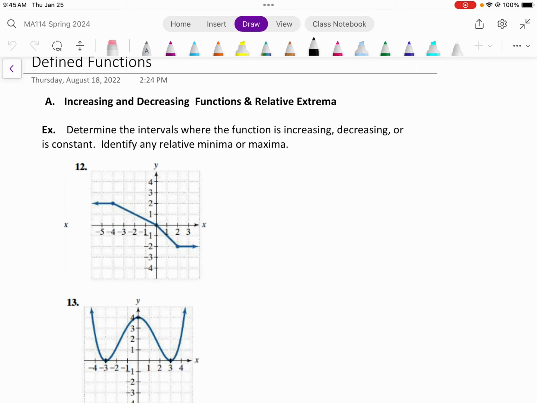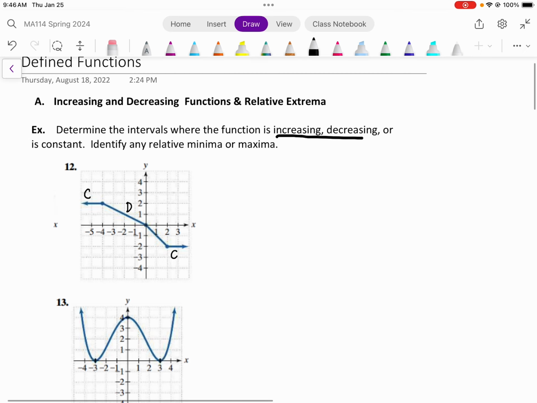For example, this part here, I'm going to put a C and a C here. And the C stands for constant. Those will be the horizontal pieces. And then I'm going to put D here for decreasing. As I read the graph from left to right, it's going downhill. The intervals for increasing, decreasing, and constant are always going to be in terms of the domain or the x values.